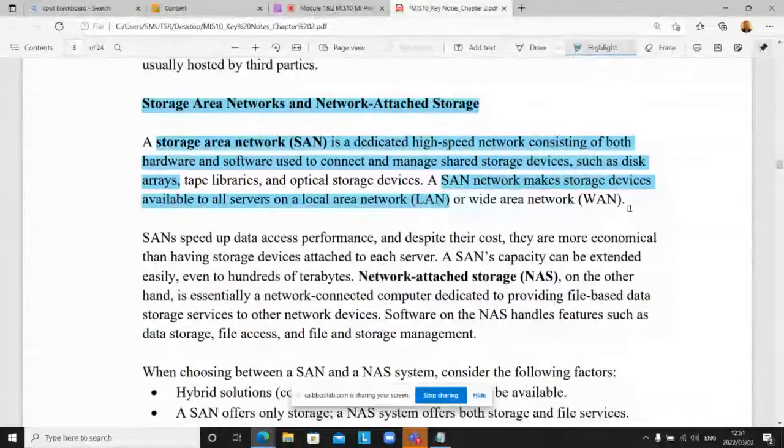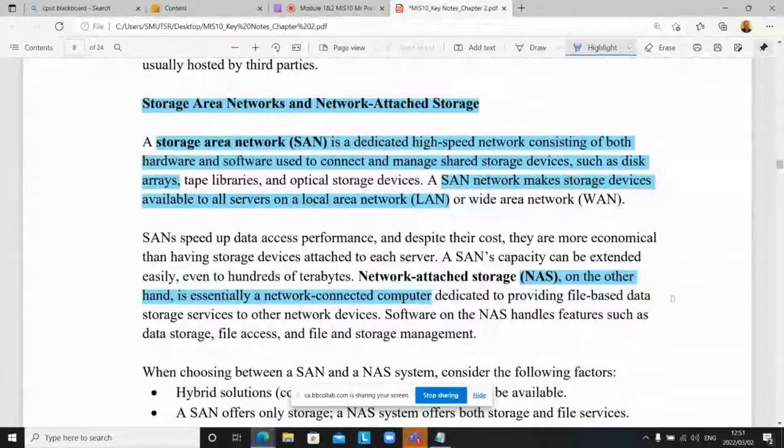Works on a LAN or a WAN. Okay, they are very expensive. They're more economical. They look like one hard drive. Network attached storage, on the other hand, is a network connected computer. Let's keep it just like that.